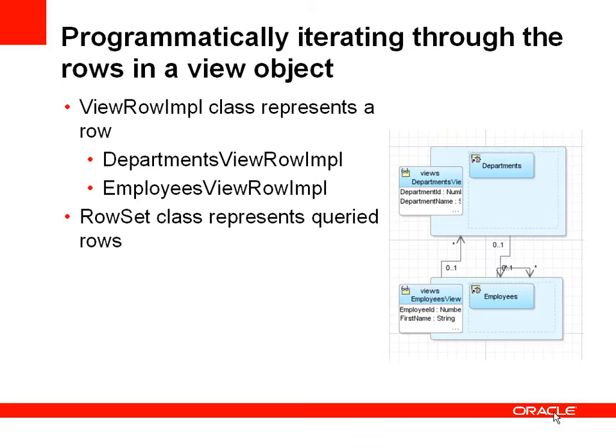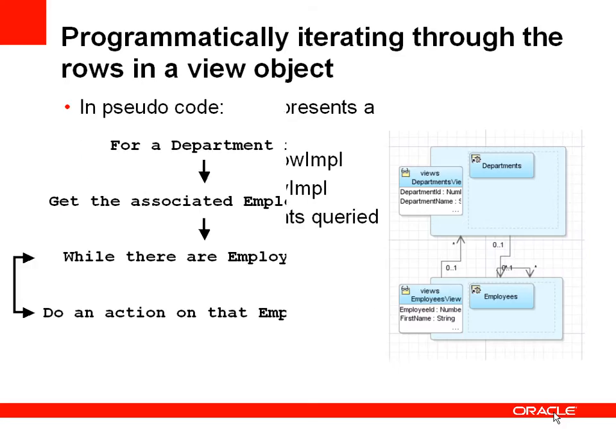To do this, the framework classes that we require are the ViewRowImpl class. This represents the row in a view object. So in this case, we'll create a department's ViewRowImpl, which will represent the single row in the department, and an employees ViewRowImpl, which represents the rows of the employees. We're also going to be using a class called a RowSet, and this represents the queried rows for a particular view object. In this case, it'll be the queried rows for the employees of a specific department.